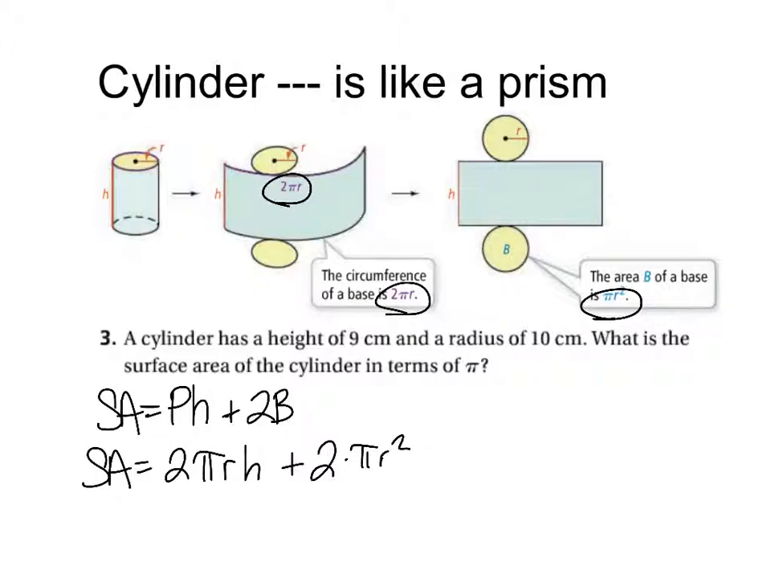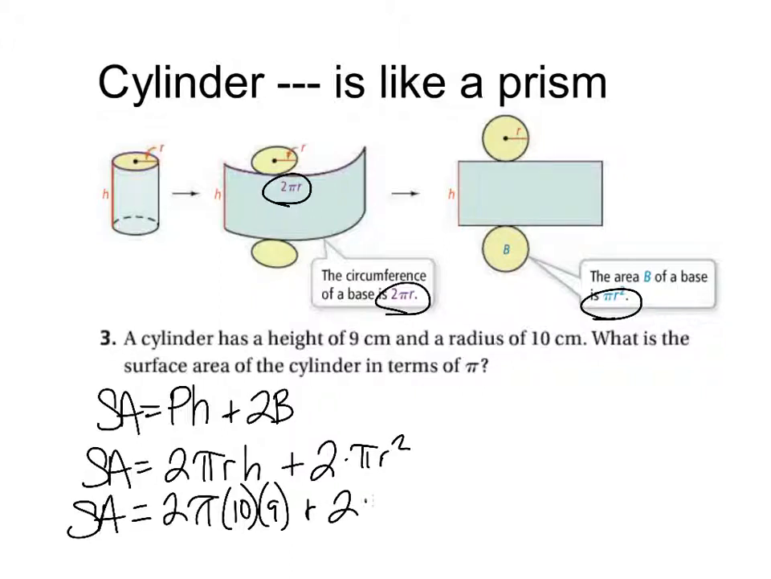I'm going to fill in numbers. I think I've got it here. Surface area equals 2 times pi, and then let's read up here. A cylinder has a height of 9 centimeters, a radius of 10. What is the surface area of the cylinder in terms of pi? So this time we're not going to round. 2 pi, the radius is 10, the height is 9.